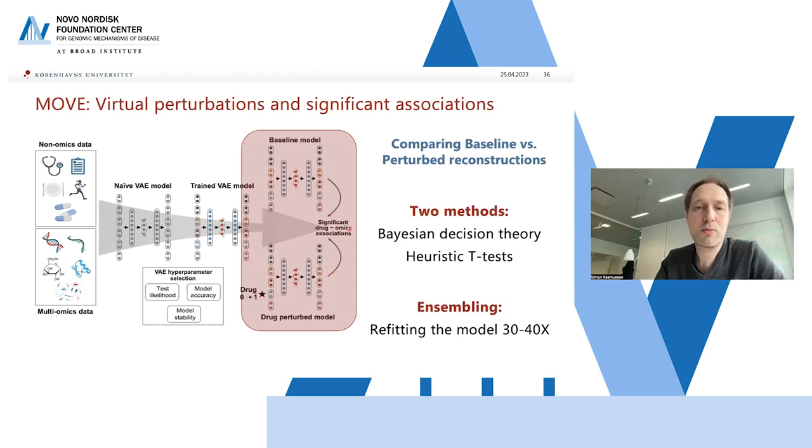And then we want to figure out what significant associations come from this perturbation by comparing the two, right? And to do this, we came up with two different methods. One is based on some t-testing heuristics, and another one was based on Bayesian decision theory. And I think, in the interest of time, I'll skip the details a little bit.